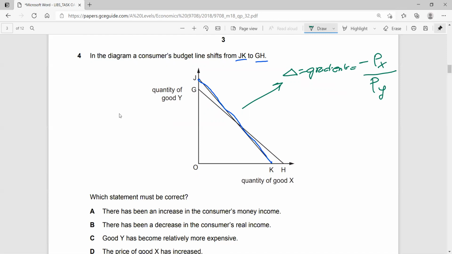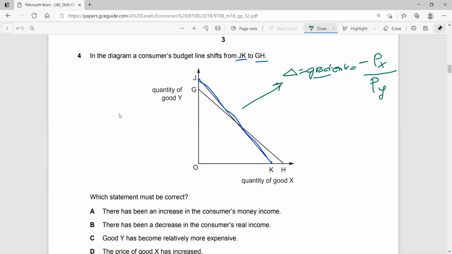Where do you get this ratio from? Well, there's a very elegant proof to that, but it's not so relevant for your A-level syllabus in most cases, so I'm not going to go over that. This is just something you should ideally know and keep in mind. So the gradient is minus Px upon Py.